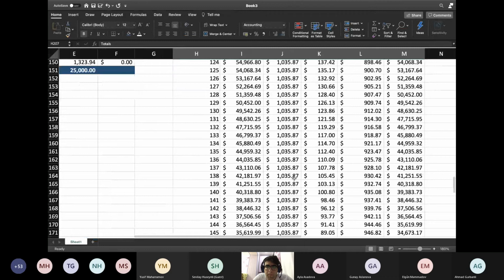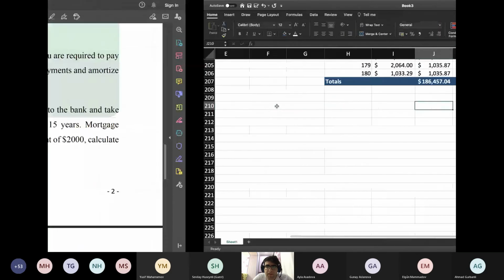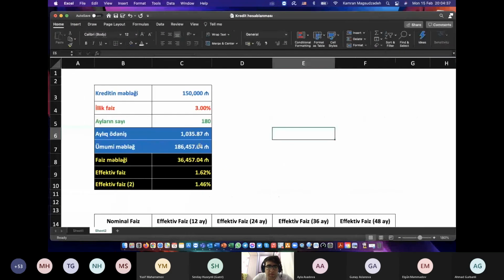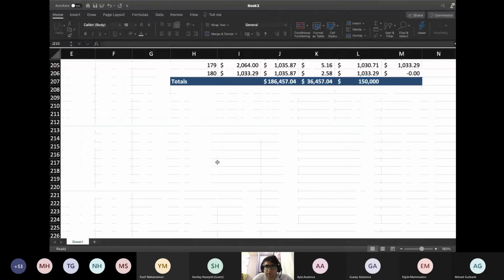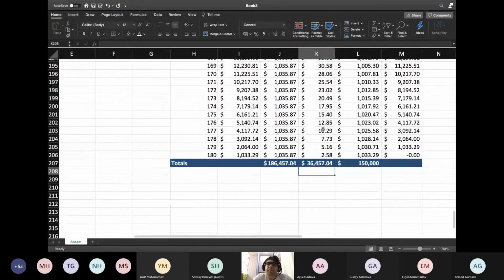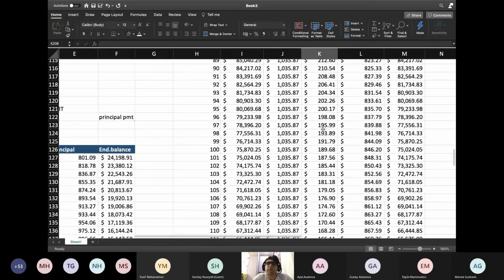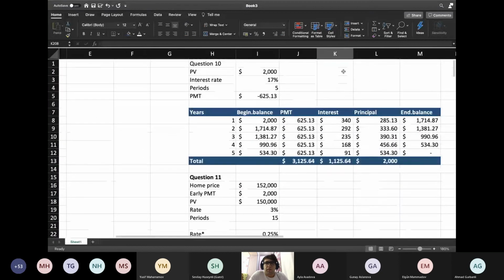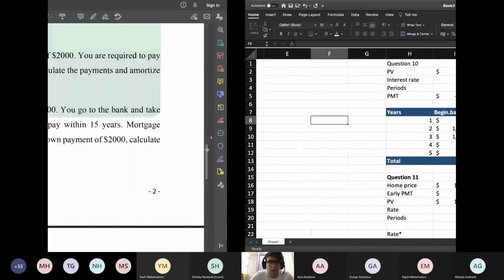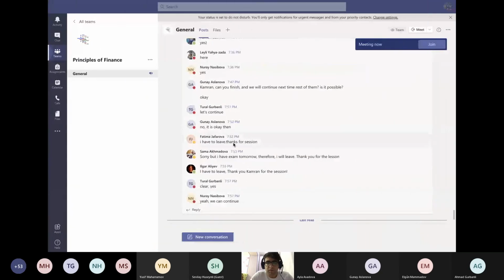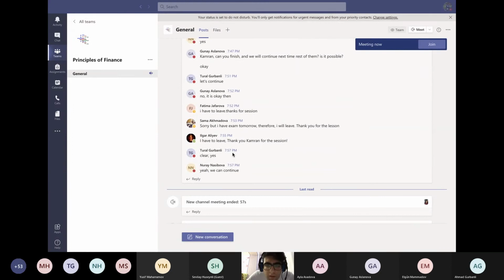Like this one, the same, and the interest payment is the same. We amortize the loan. I hope it should be clear because we worked with the same things a lot. Do you have any questions up to now?